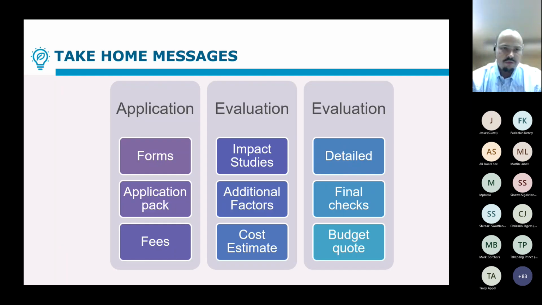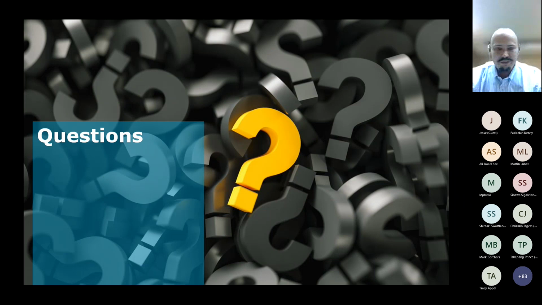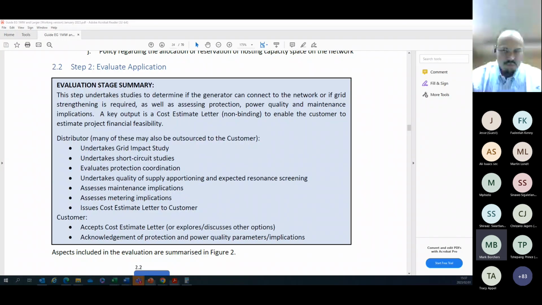Just a summary. We've got 3 steps that we've looked at: application, evaluation, and detailed evaluation, all the way getting to the budget quote, and we've discussed the fees. So I think we can go to an example, unless there's any burning questions right now. Gerard, you maybe would just want to show quickly step 3 in the document. And there's a question from John in the chat, which would be useful to address.